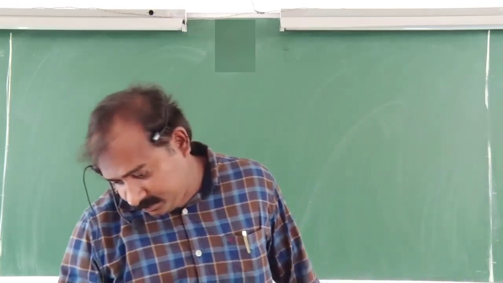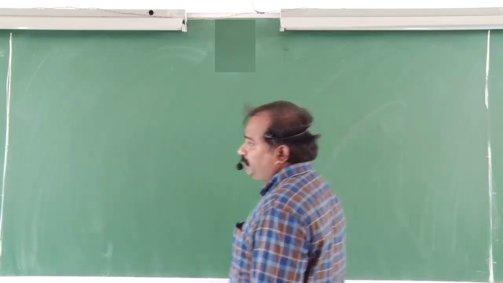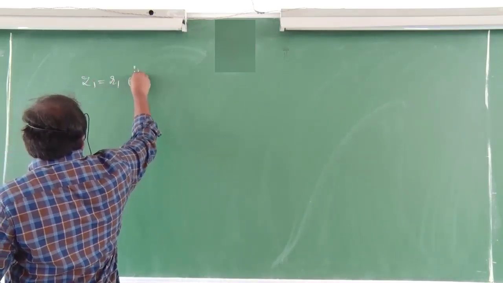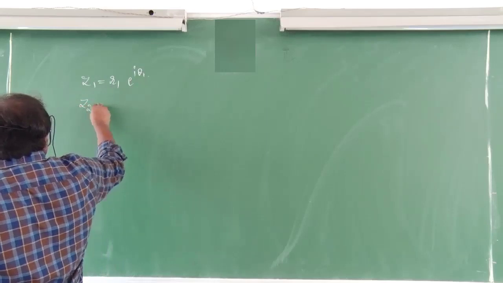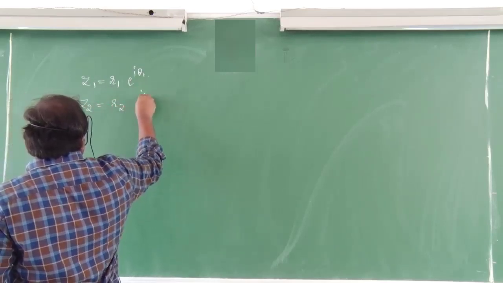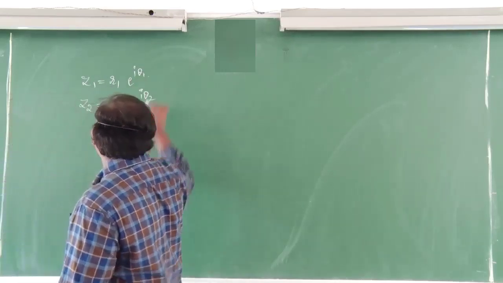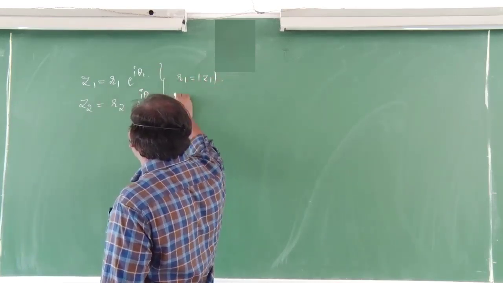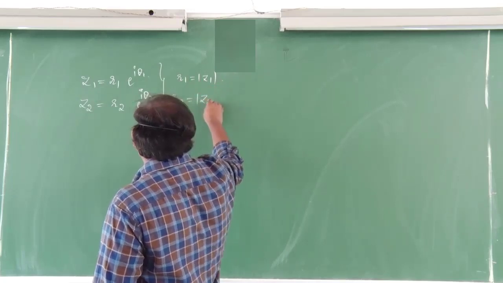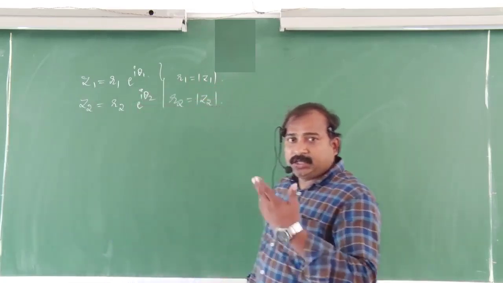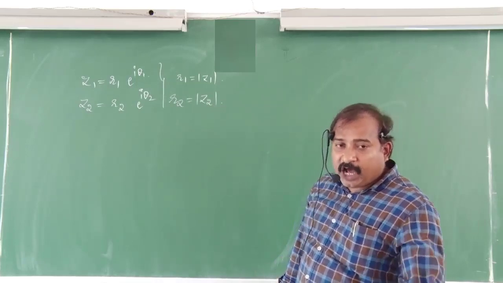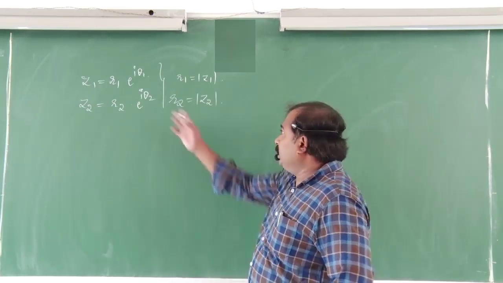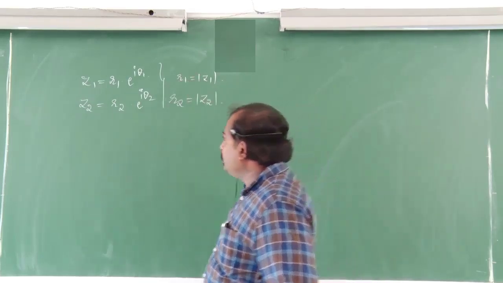Next, regarding the modulus of a complex number. For example, z1 is equal to r1 into e power i theta 1, and z2 equals, let it be, r2 into e power i theta 2. So what is the r1 value? Modulus of z1. What is the r2 value? Modulus of z2. In the mod-amplitude form, r1 and r2 are the moduli of the complex numbers z1 and z2.